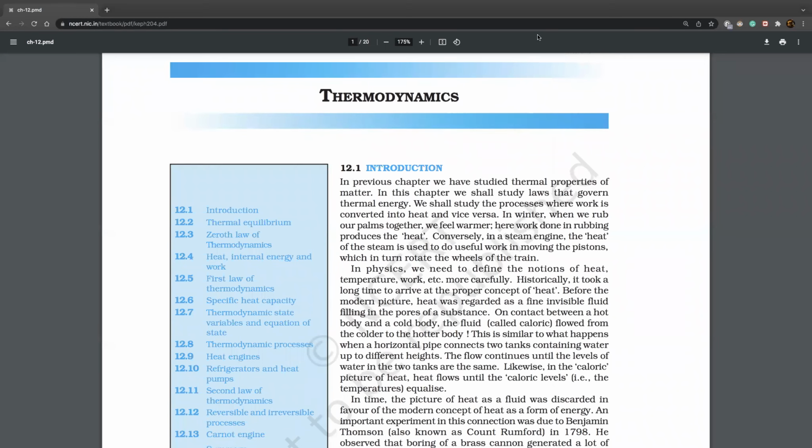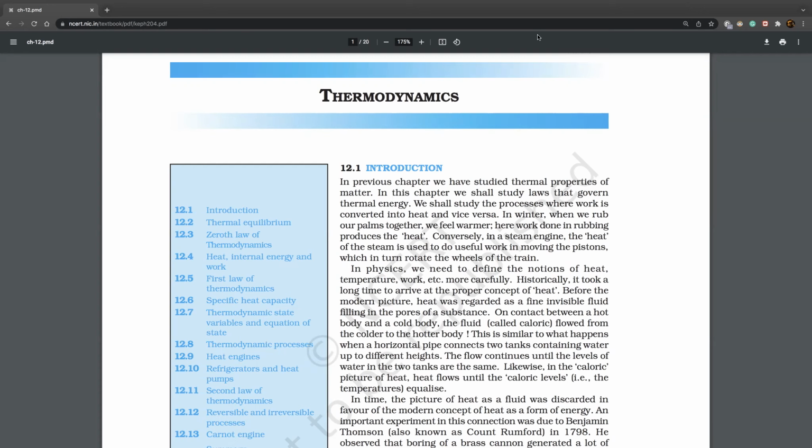We shall study the processes where work is converted into heat and vice versa. In winter, when we rub our palms together, we feel warmer. Here, work is done by rubbing, and it produces heat. As we know, friction between the surfaces of our two palms produces heat.